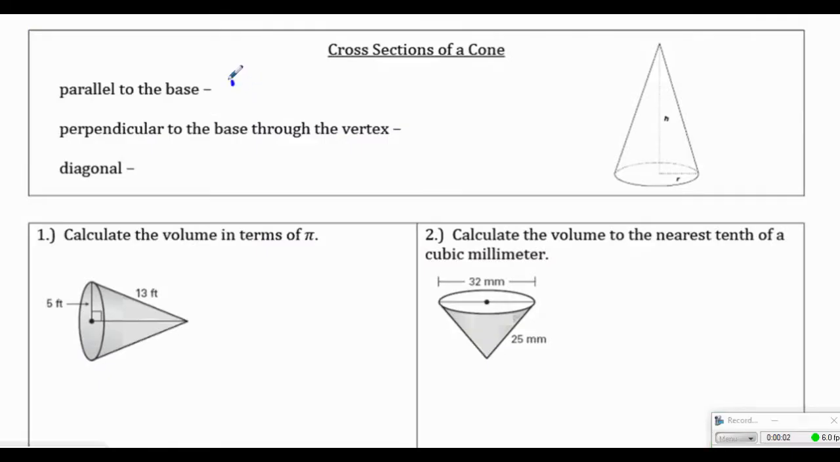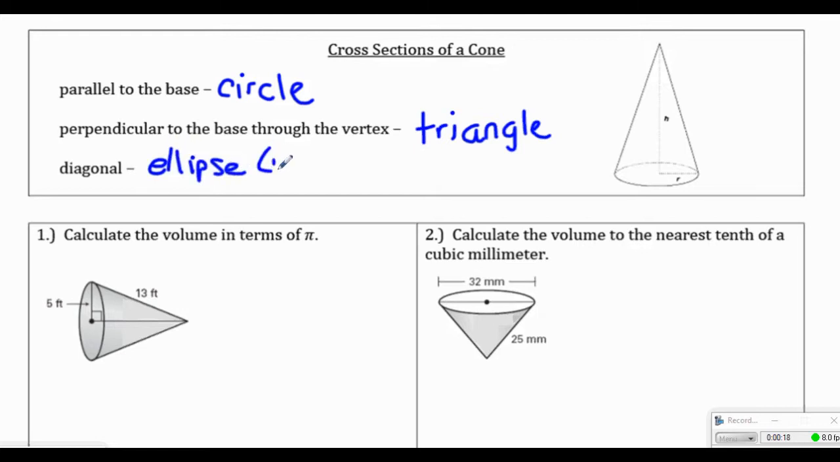So as we said, parallel to the base, you get a circle. Perpendicular to the base through the vertex, you get a triangle. And then diagonal, we get an ellipse. And maybe in parentheses, you might want to write oval next to it, just so you remember what an ellipse is. Now we're going to actually find the volume of a cone.